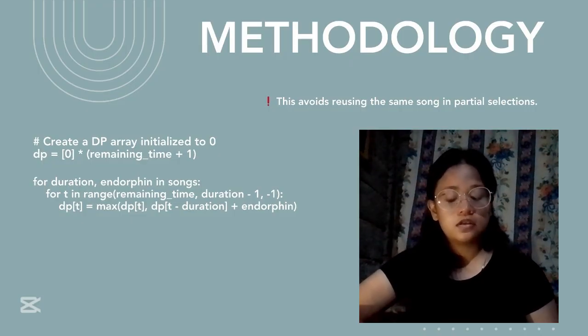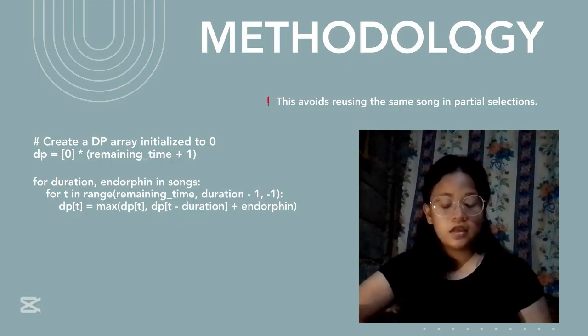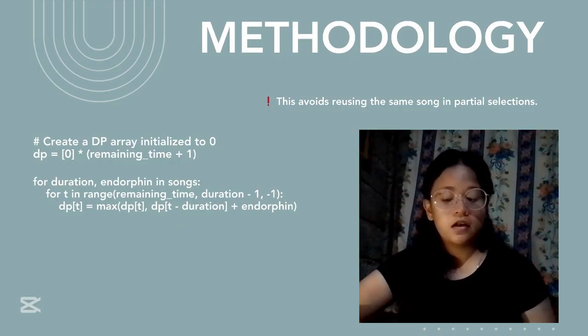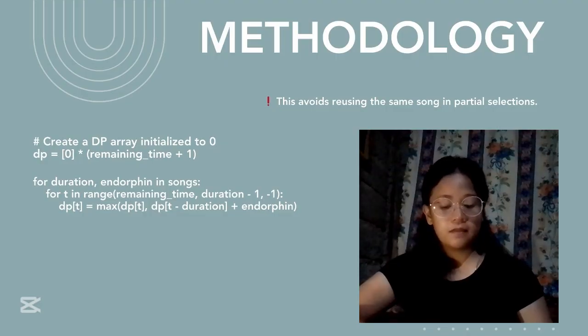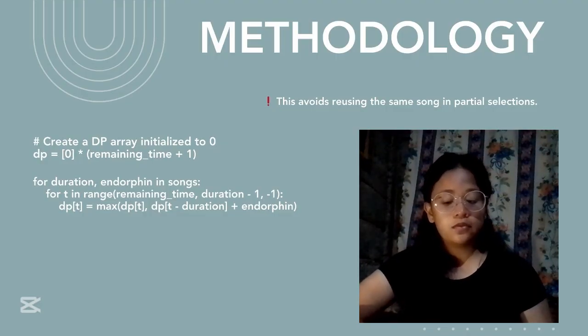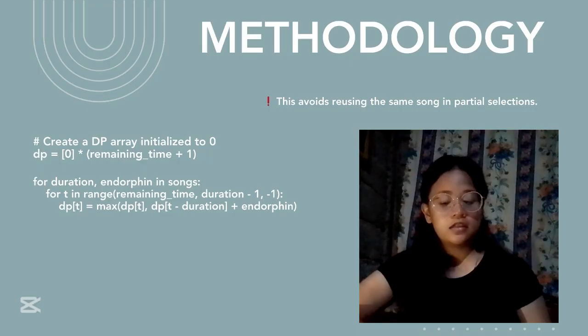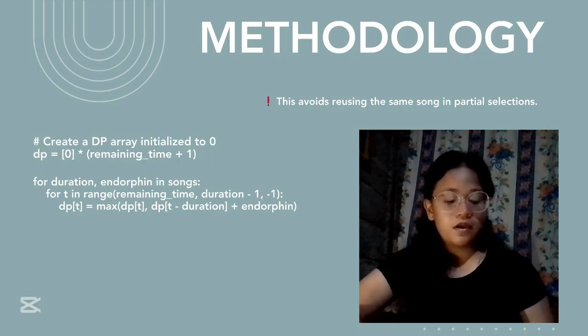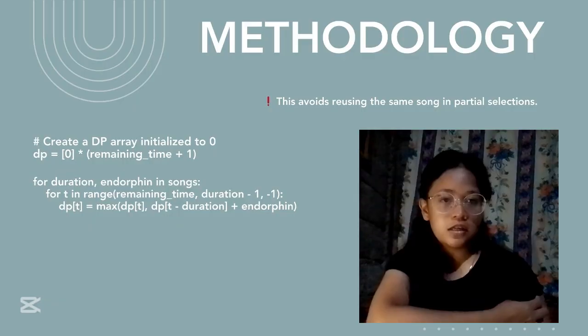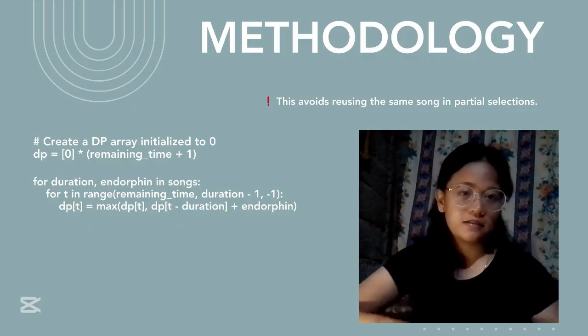We compute it using full_set equals S divided by total_song_time. Then we find the remaining time. Remaining time equals S modulo total_song_time. From the full sets alone, we already gained some happiness. Base_endorphins equals full_set multiplied by total_endorphins_per_set.